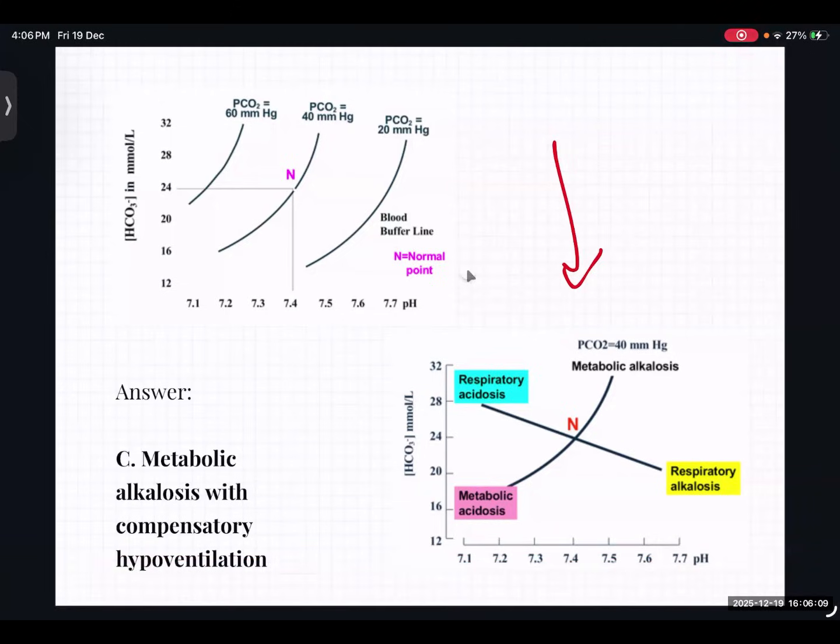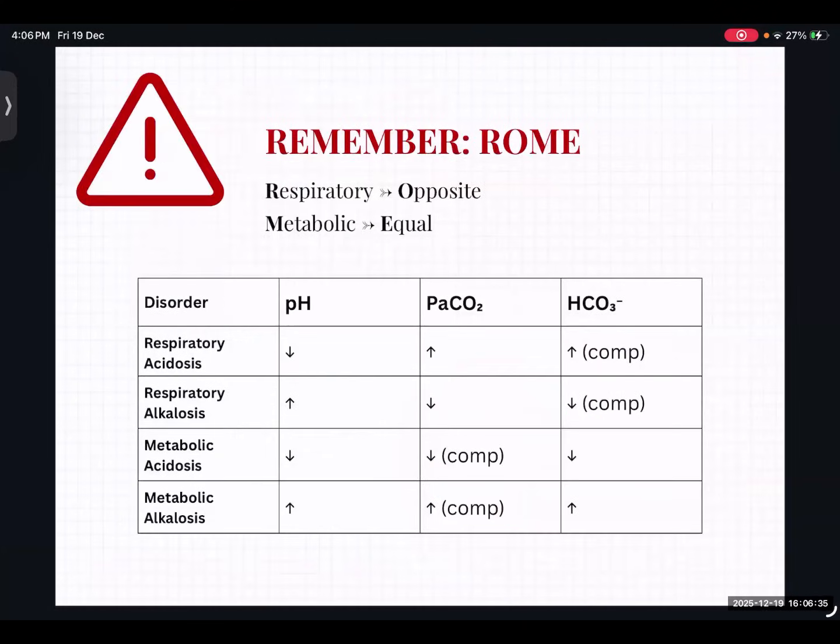Remember that CO2 is like the acid and bicarbonate is like the base. Just memorize this analogy. It's not scientifically accurate, but memorize it like that and it will make your life way easier. For respiratory acidosis, the CO2 values are changing, and so is the pH. How? Let's discover.